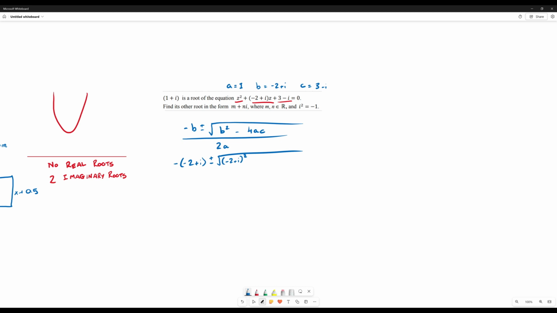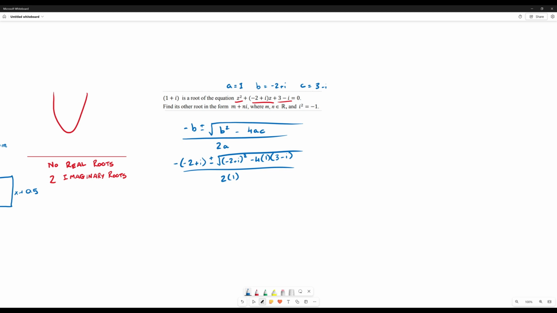Again, the squared has to go on the outside of the bracket. That's the minus 4. The a is 1. That's nice. The c is 3 minus i. And then we're going to do 2 times 1 on the bottom. Don't forget, of course, i squared is always equal to minus 1. They will always say that, but just remember it yourself if you can.